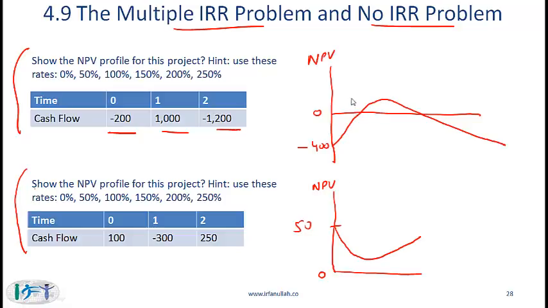Here is roughly what you should come up with. For the first project, notice that initially the NPV is negative. It will rise, and notice also that we have two intercepts on the x-axis. So this project really has two IRRs. This issue is called the multiple IRR problem. With the second project, we do not have an intercept on the x-axis, and this is the no IRR problem.